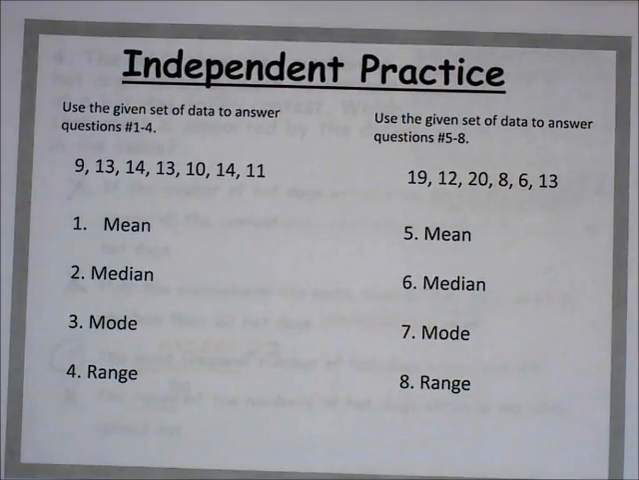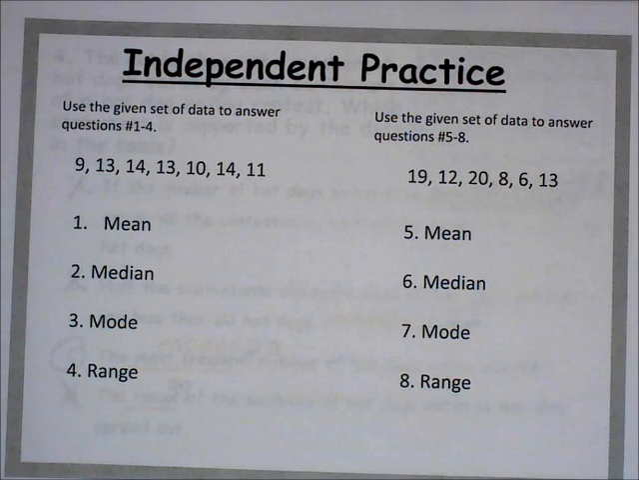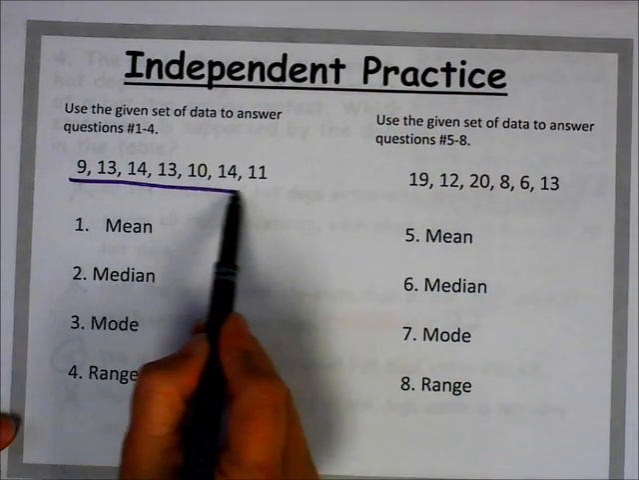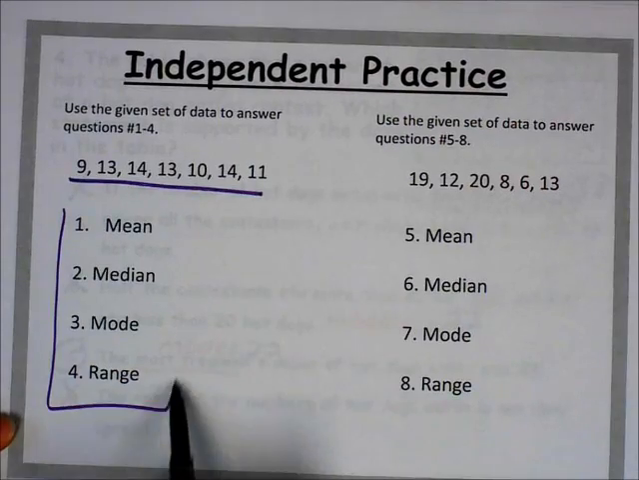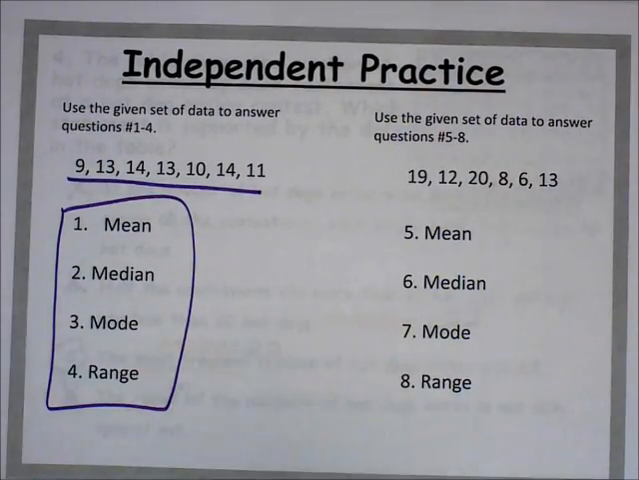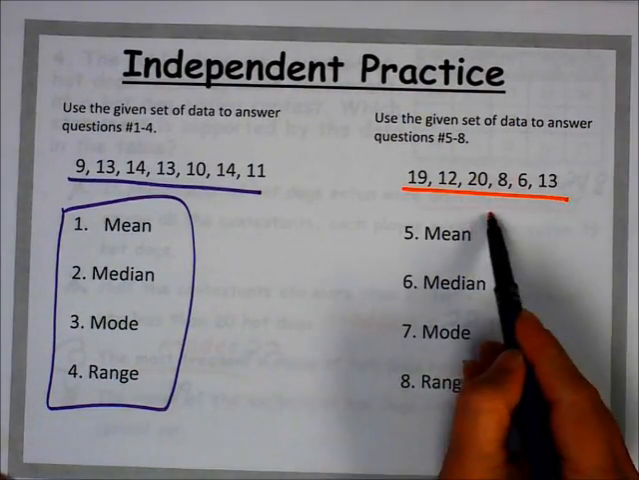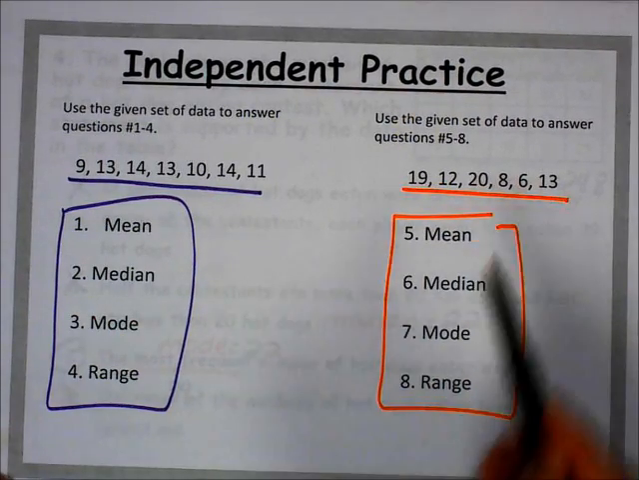I want you to turn to the next blank page in your journal. Put independent practice at the top. Divide your page into 8 equal boxes. I want you to use this set of data to answer questions 1 through 4. And then using this set of data, answer questions 5 through 8.